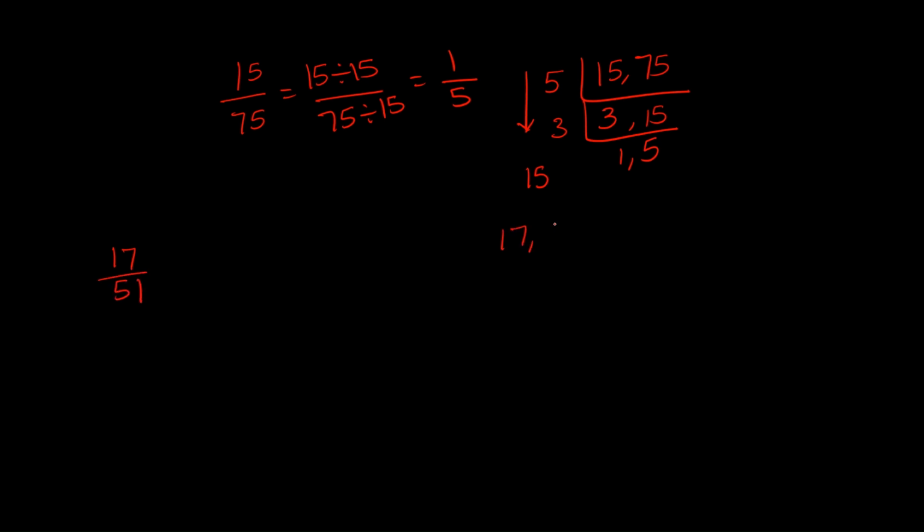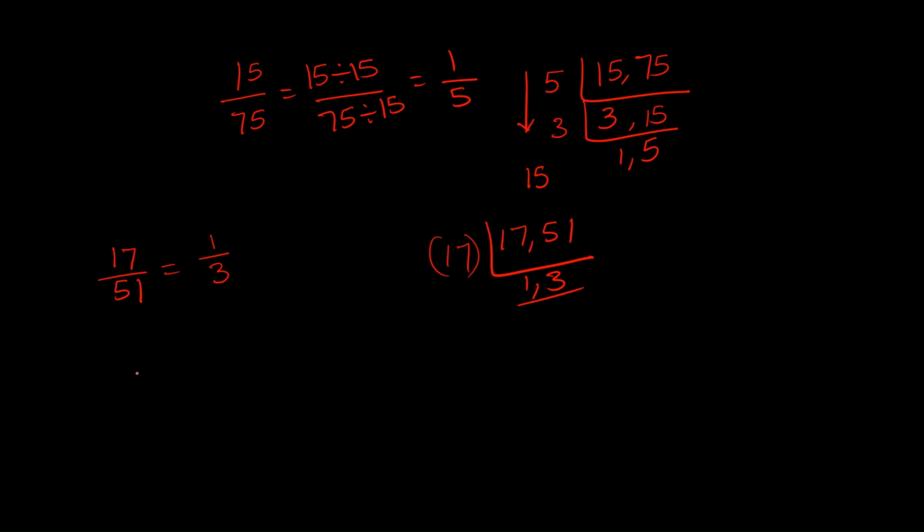Consider any other number, say 17 upon 51. Again, if we take 17 and 51, 17 is a prime number, but we know that 17 threes are 51. So here 17 would be the HCF. When we divide both the numerator and denominator, we will get 1 upon 3 as the simplest form.